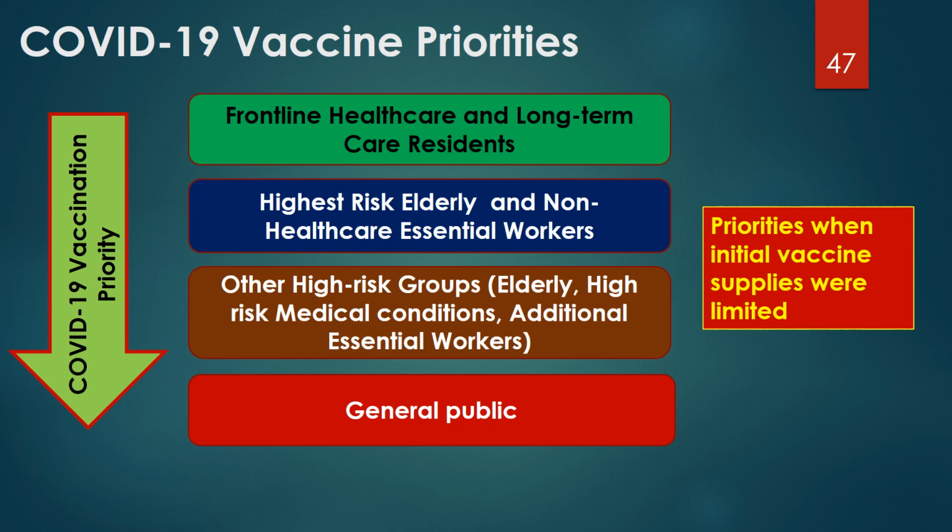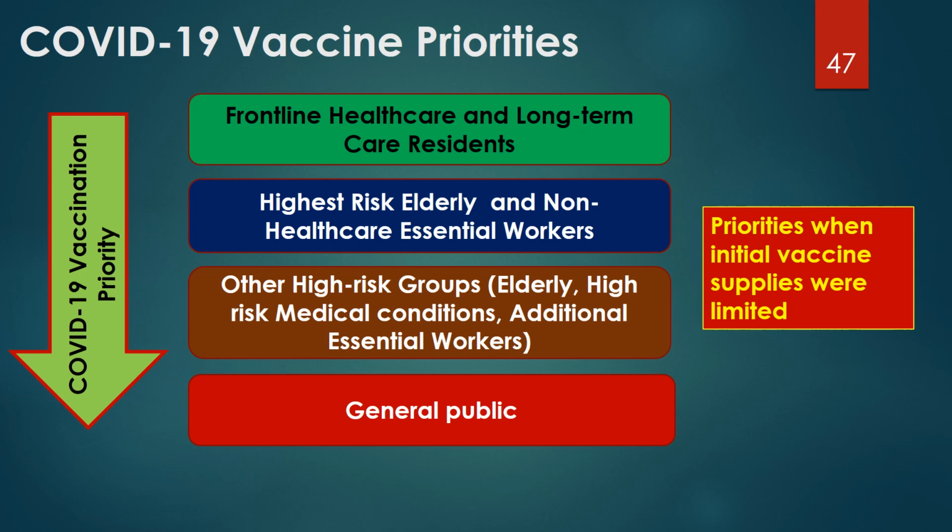This slide reviews the CDC's ACIP vaccine priorities when initial vaccine supplies were limited. Generally, the first tier to be vaccinated were frontline healthcare workers and long-term care residents. Healthcare workers needed to be protected to staff hospitals and clinics. Long-term care residents had high rates of severe disease and death from COVID-19 infections. This was followed by other high-risk groups, including the older elderly individuals, those 75 years old and older but not in long-term care, and non-healthcare essential workers.